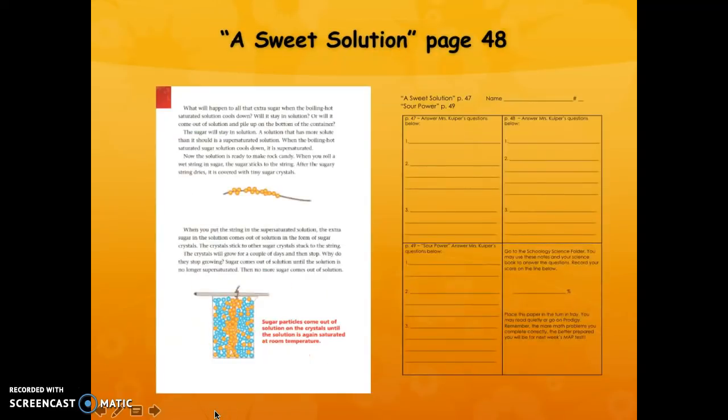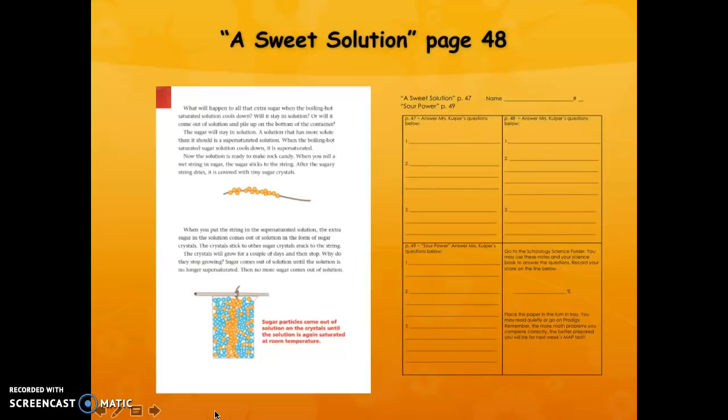Okay, on this page, page 48, notice at the top that it's talking about the extra sugar and what happens when it cools down. Is it going to stay in the solution? Is it going to come out of the solution and pile up? And then look at what it says in the second paragraph. Read just that second paragraph for a second. Stop the video.